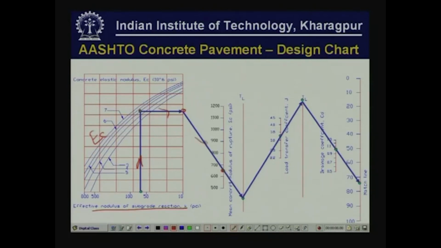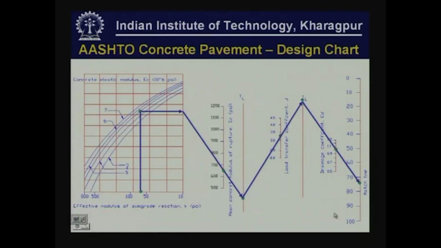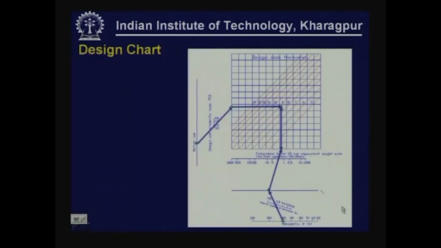So connect these two points, extend this to a line known as transfer line or transition line TL. After this we select a point on this line which corresponds to the load transfer coefficient J, which we have already selected. So connecting these two, extend it to another transfer line TL, and then you select another point corresponding to drainage coefficient, connect these two points and extend it to meet a match line. This is a match line because there is another nomograph which will be matching with this.